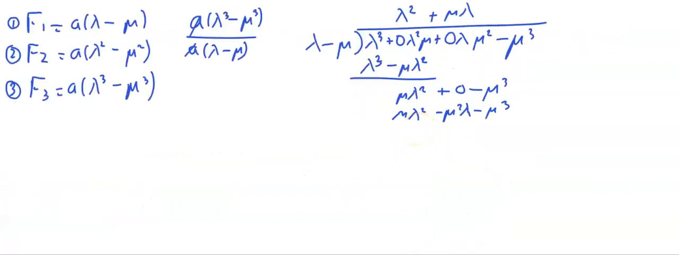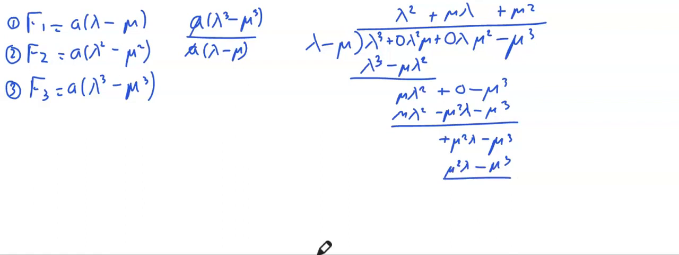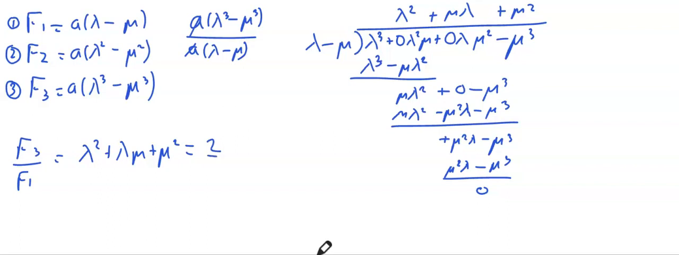And now we minus, and we get minus for plus mu squared lambda minus mu cubed, and lambda into that gets us plus mu squared lambda minus mu cubed, and there is no remainder. And so F3 divided by F1 is lambda squared plus lambda mu plus mu squared, which is the same as 2 over 1, which equals 2.